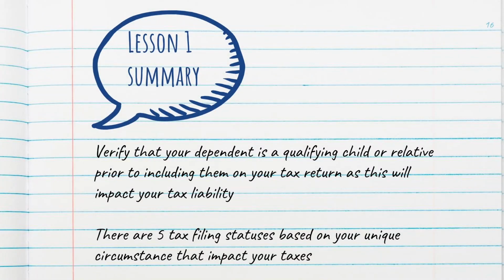So, in summary, you should verify that your dependent is a qualifying child or relative prior to including them on your tax return, as this will impact your tax liability. And there are 5 tax filing statuses based on your unique circumstance that impact your taxes that will have to be considered prior to completing your tax return.